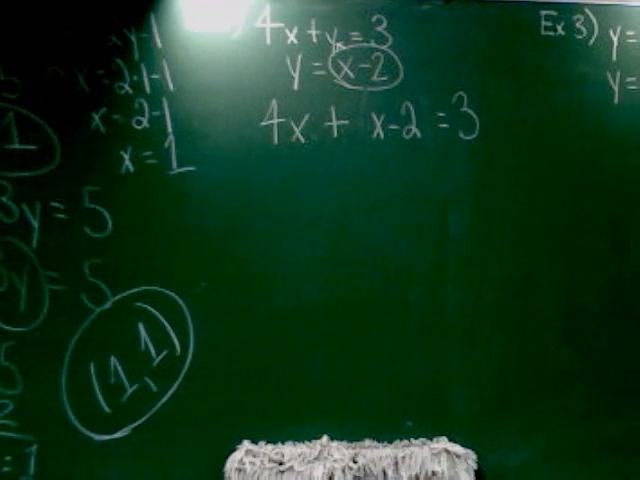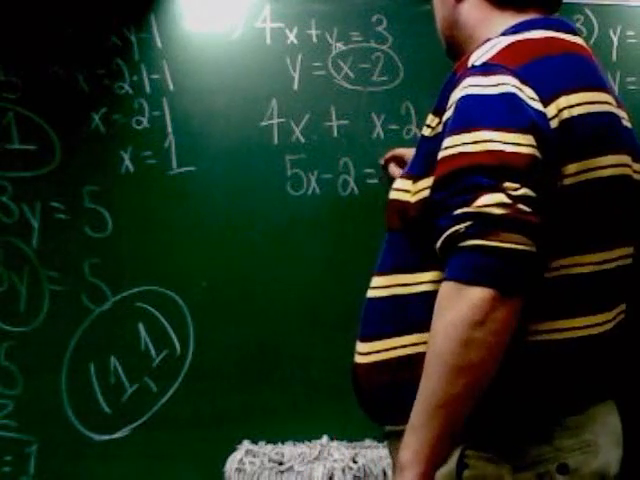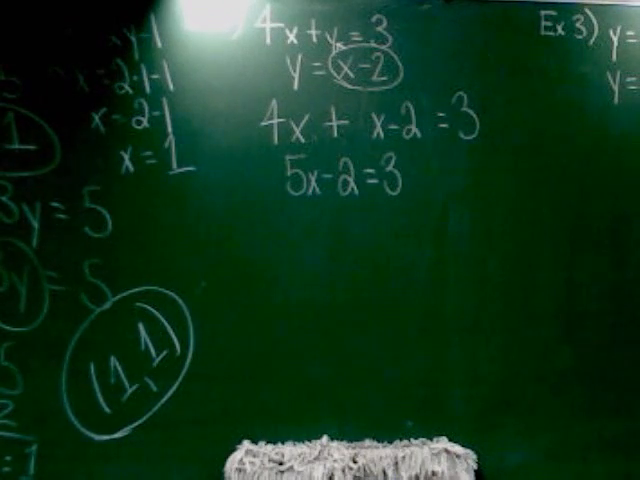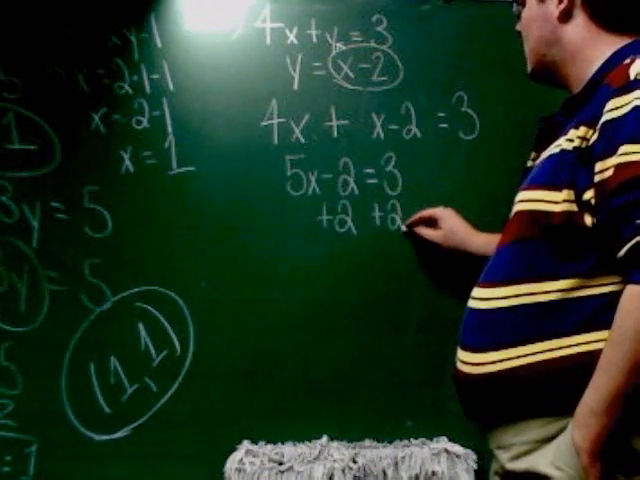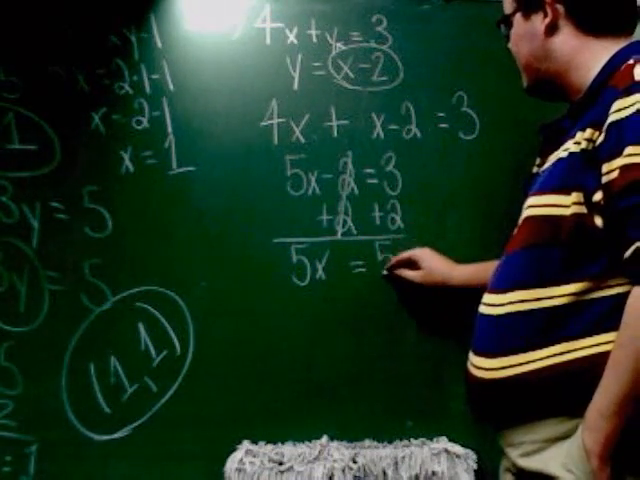Okay, so let's start with the x things. If I put 4x and x together, I get how many x's? 5x, good. So 5x minus 2 equals 3. Take a look at what we have on the board now. What do I need to move to the right side of the equal sign? The 2, how am I going to do that? Add it, good. I'm going to add 2 to each side. Do that, and I get 5x equals 5.